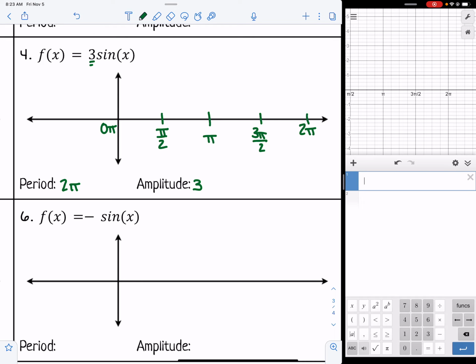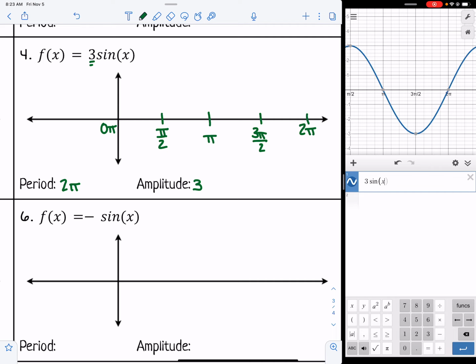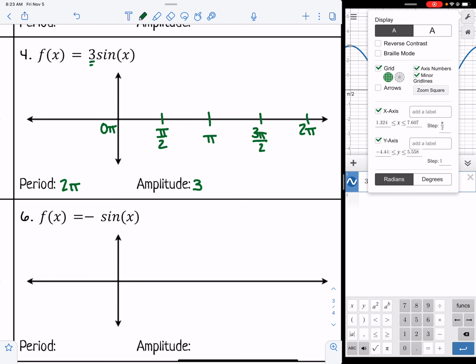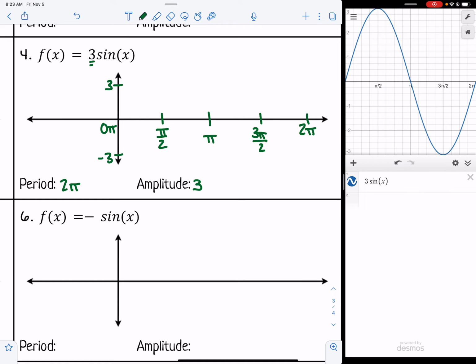So in your Desmos, let's type in 3 functions trig sine of x. And then it's still, I think, set up just about right. The x-axis has changed, so let's make that back to 0 and 2 pi with a step of pi over 2, so that stayed the same. The y-axis, I'm going to put negative 3 this time to positive 3. So let's put that over here. Positive 3 is the highest and negative 3 is the lowest, because that's our amplitude. And we're still in radians, so everything's ready to go.